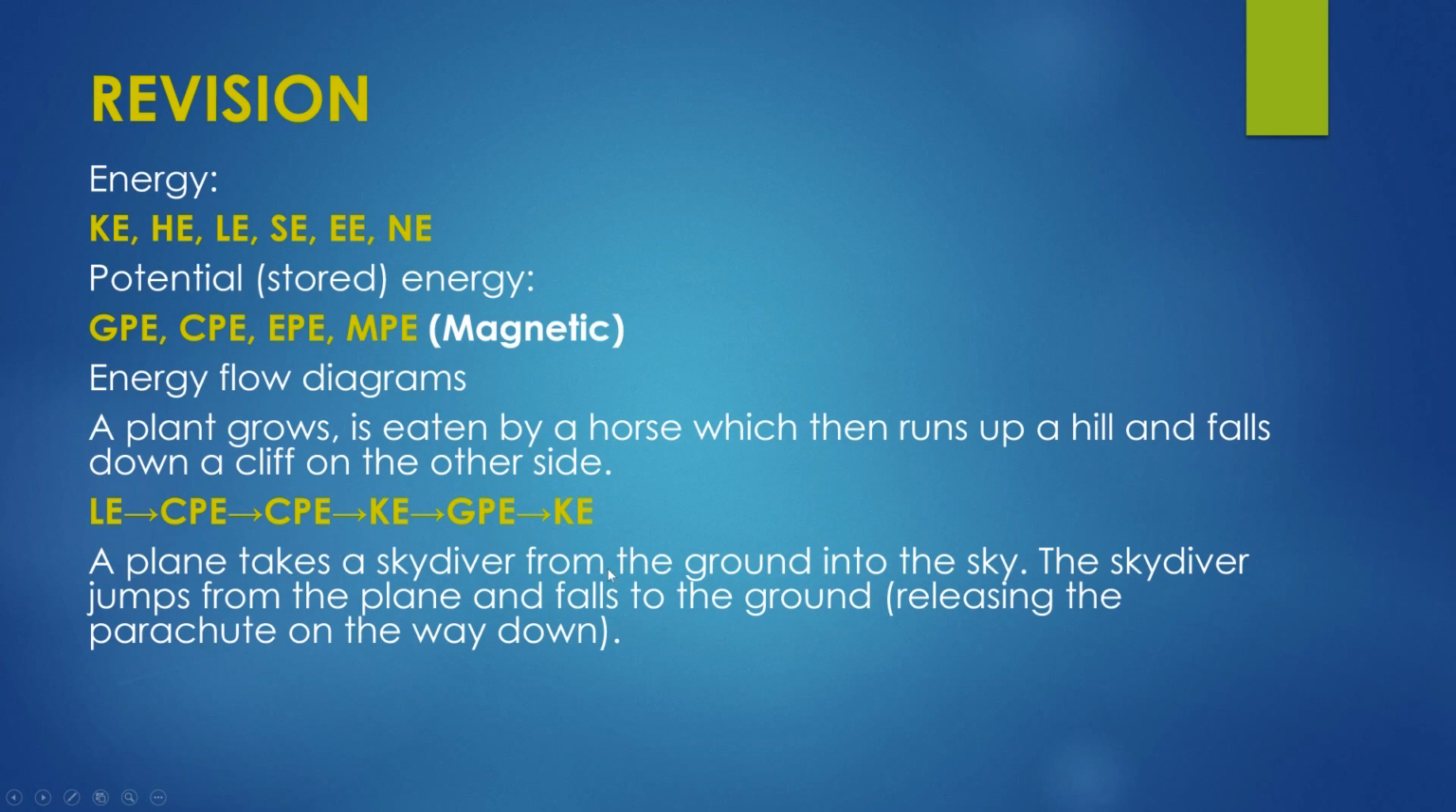The plane takes a skydiver from the ground into the sky. So that's kinetic energy becoming gravitational potential energy. The skydiver jumps, so the gravitational potential energy becomes kinetic and falls to the ground. Releasing the parachute on the way down, does that make any difference? You've still got the gravitational potential energy becoming kinetic energy. Now what I did was, I said, yeah, a little bit more heat energy is wasted there. But technically the correct answer is this one. Really not much to that second question.